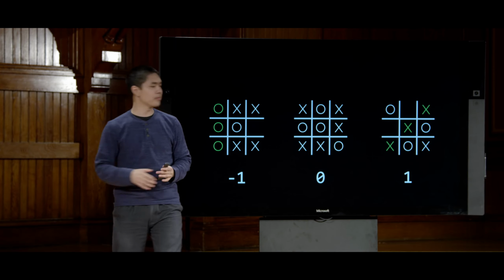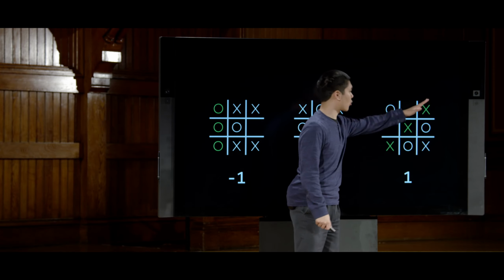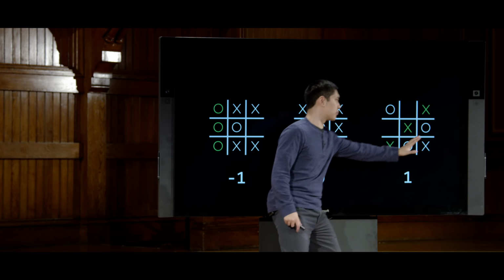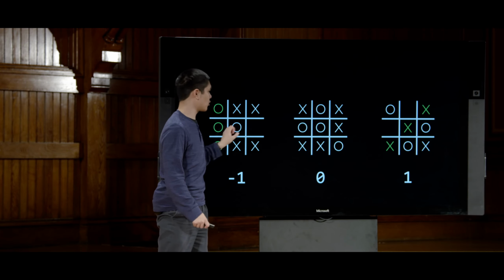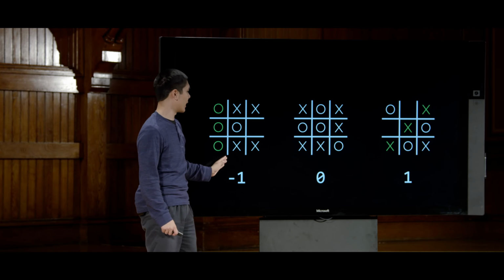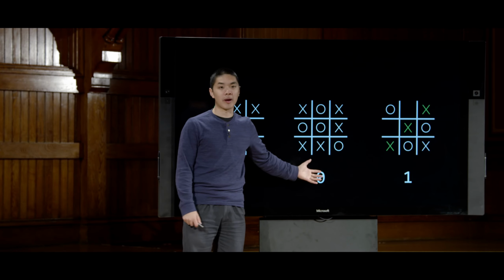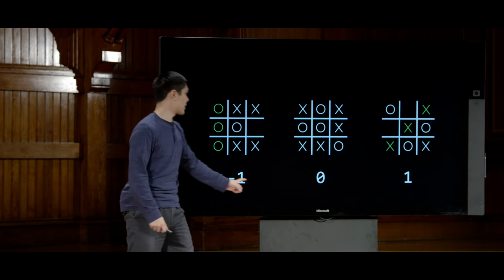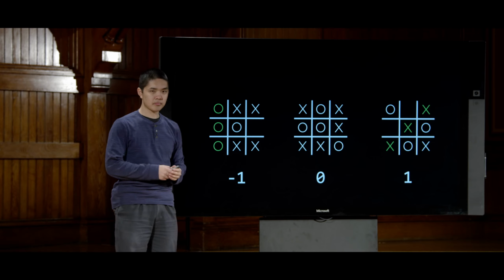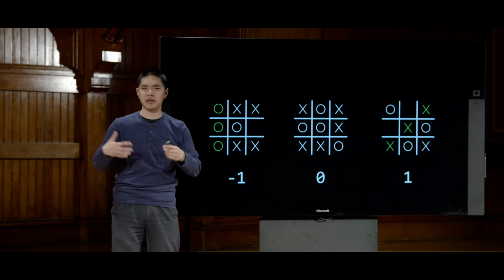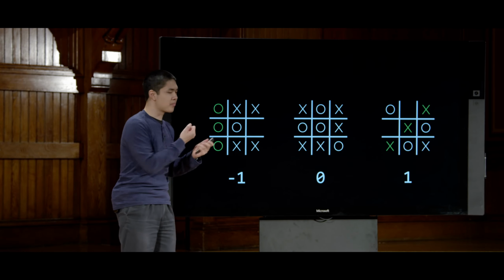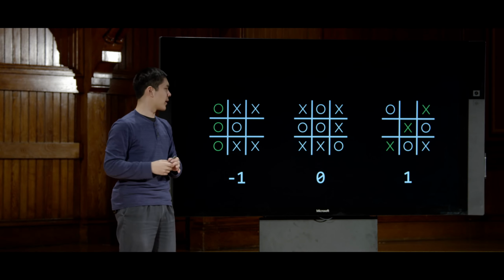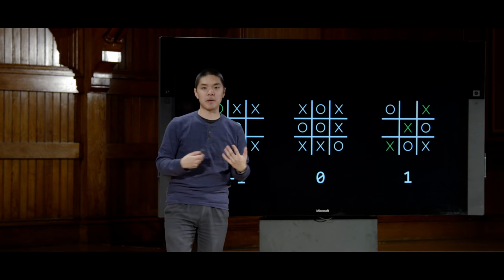X wants to maximize the score. Meaning, if at all possible, X would like this situation, where X wins the game, and we give it a score of 1. But if this isn't possible, if X needs to choose between these 2 options, -1, meaning O winning, or 0, meaning nobody winning, X would rather that nobody wins, score of 0, than a score of -1, O winning. So this notion of winning and losing and tying has been reduced mathematically to just this idea of try and maximize the score.